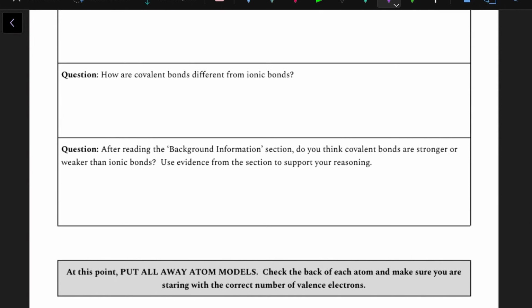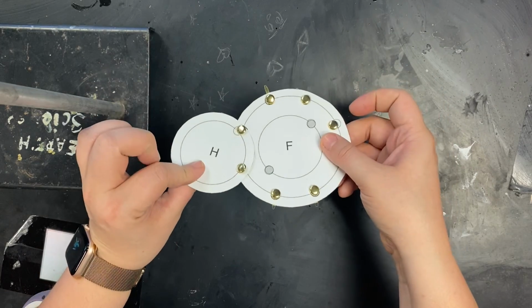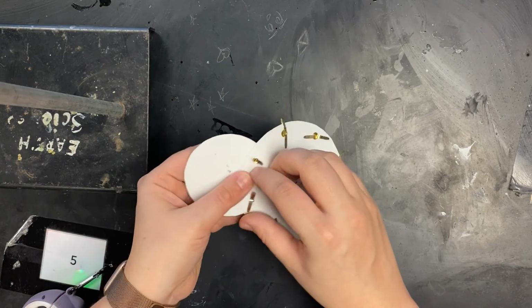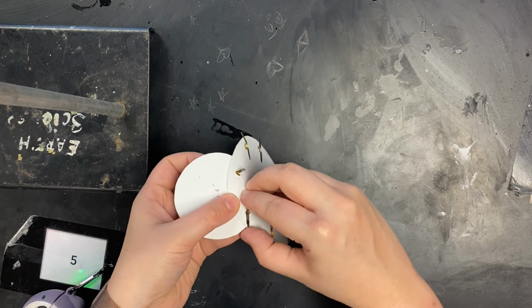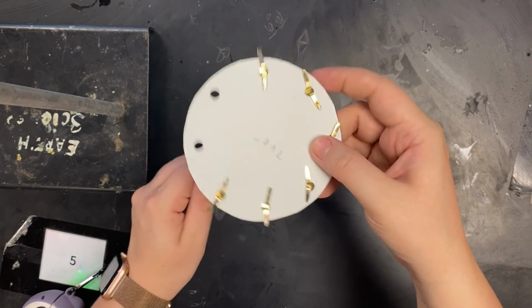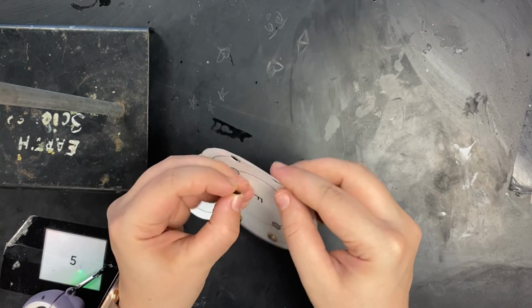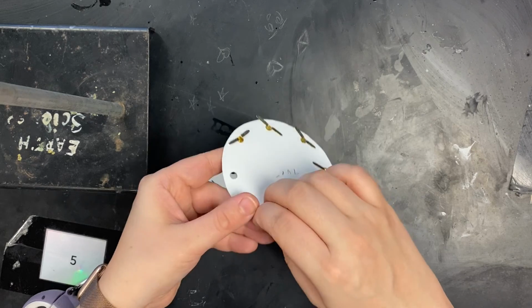Make sure you put all of your models away and that you're checked to make sure that each atom has the correct number of valence electrons. As a quick reminder, please do not leave them like this. Unconnect the ones you connected and put them back the way you found it. So F should have 7 valence electrons. Make sure you are leaving it with 7 valence electrons.